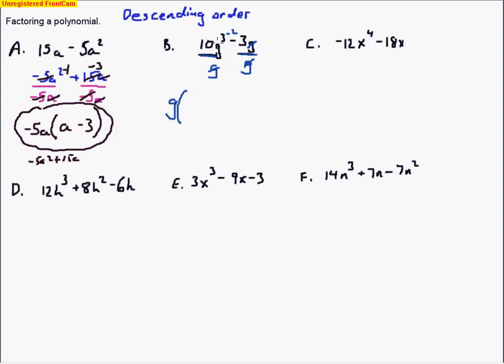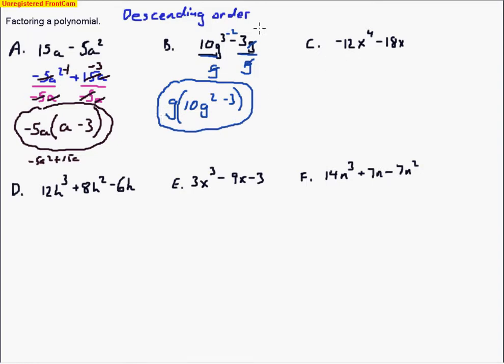And what's left over? Well, we have a 10g squared left inside as the first term in that binomial. And then over here, we canceled out the g's, so we're just left with that negative 3. And that's our answer. So again, all we're doing is trying to factor it down so we take out what's in common between the terms.